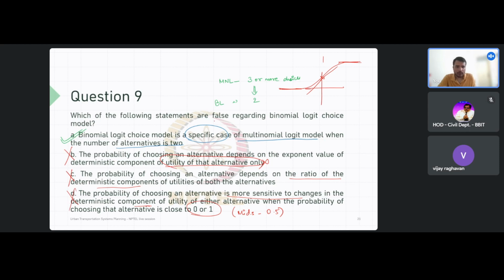So what we wanted was the false statements. So false is B, C, and D.